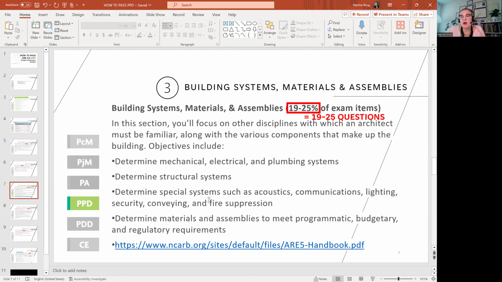And if you need to hide all those systems, you need to understand where to do that, how to do that, and that you have access after that to maintain those systems. So this is kind of what this is about, right? And the final objective is to determine materials and assemblies to meet programmatic, budgetary, and regulatory requirements.